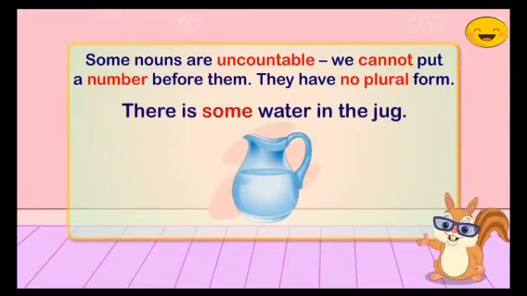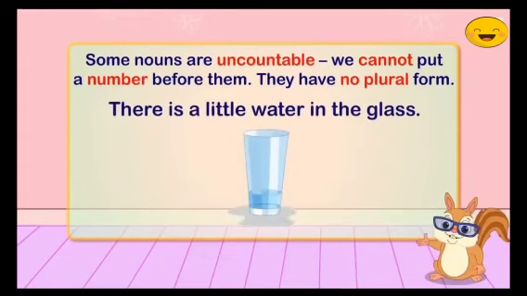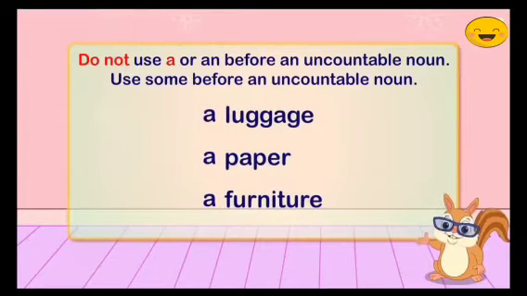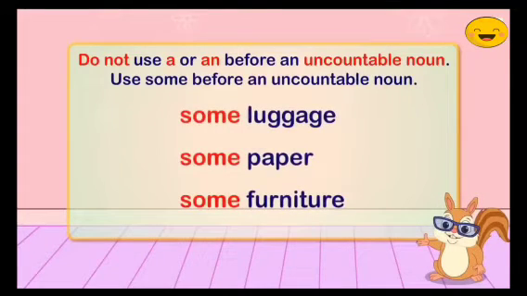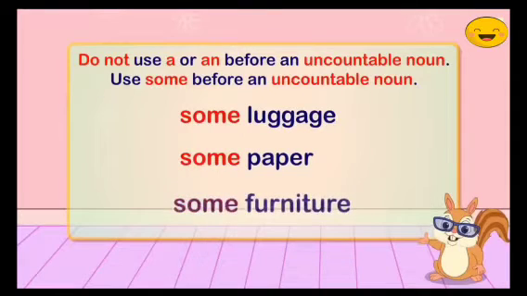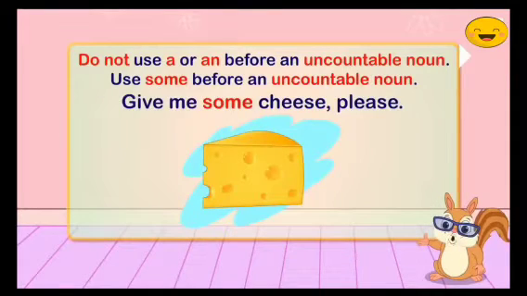For example, there is some water in that jug. There is a little water in the glass. So, don't use a or an before an uncountable noun. Use some before an uncountable noun, like some luggage, some paper, some furniture. For example, give me some cheese, please.